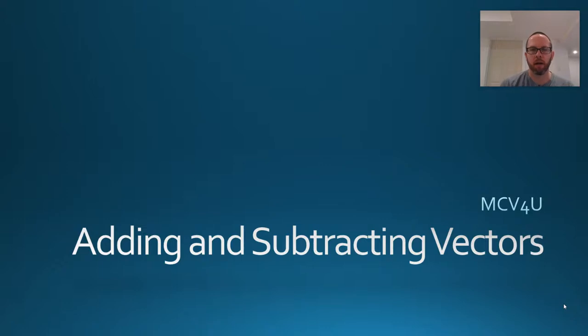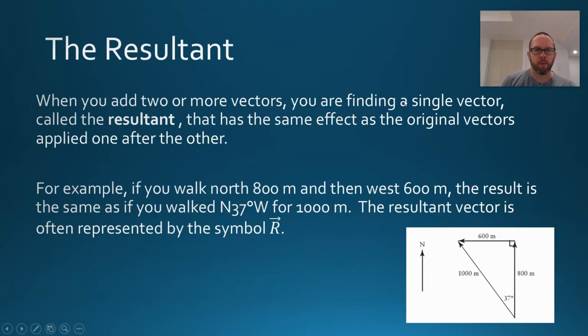Hey everybody, in today's lesson, we're going to be learning how to add and subtract geometric vectors. So first, a little definition. If you've taken physics, you would have hopefully seen this term before. When you add two or more vectors together, you're combining those vectors to give a single vector called the resultant that has the same effect as the original vectors, applied one after the other.